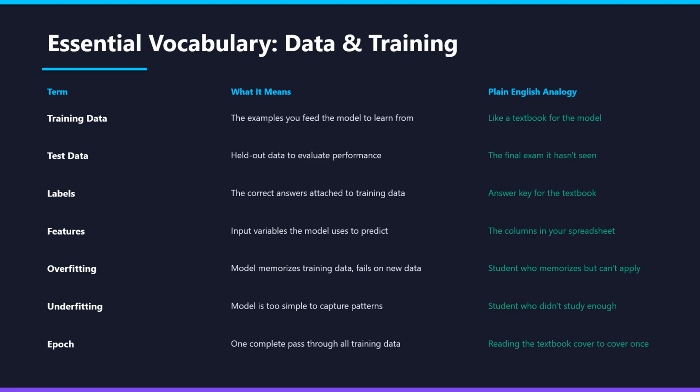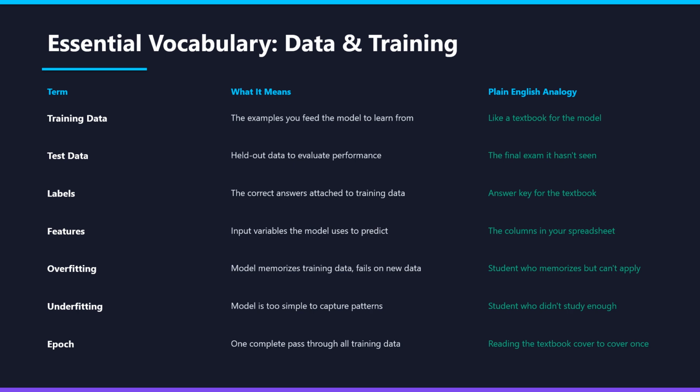Coming to features: the input variables the model uses to make predictions. Think of them as columns in a spreadsheet. For a churn model, features might be days since the last login, number of support tickets, subscription tier, all of which matter.